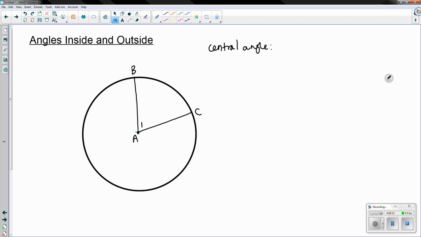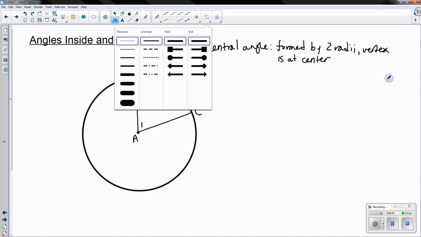A central angle is an angle formed by two radii, and the vertex is at the center of the circle. Here's what we know is true about that angle measure. It is equal to the measure of the intercepted arc for that angle.